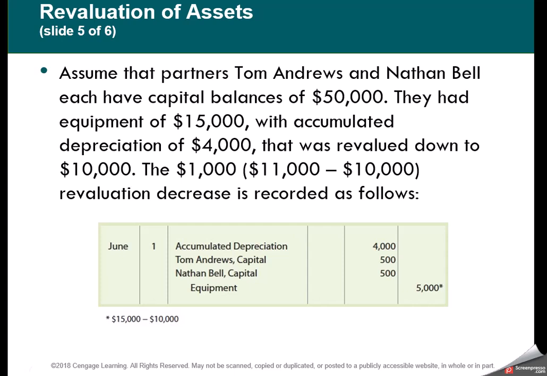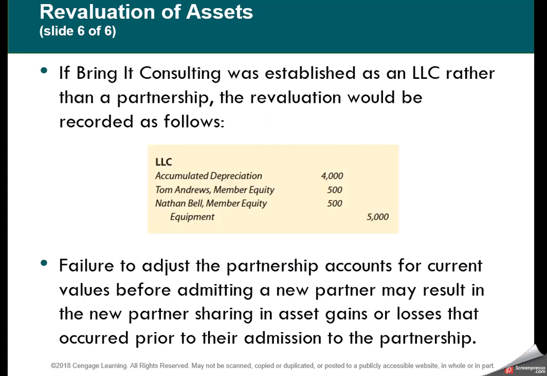So that's a decrease. Now they're going to share in that decrease, and then we're going to reduce the values down to what it truly is at that day. So we're going to take that value down to the $10,000. We're getting rid of all the accumulated depreciation and then taking the asset down to $10,000. And that would be the journal entry if it was an LLC.